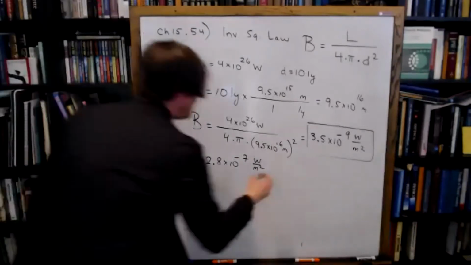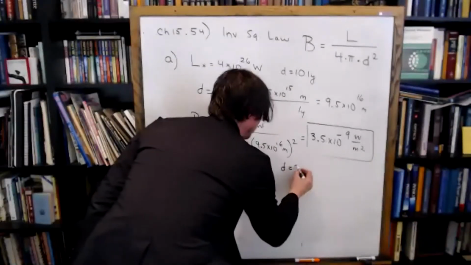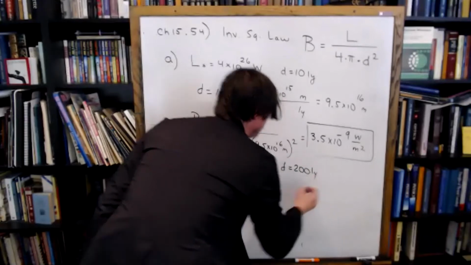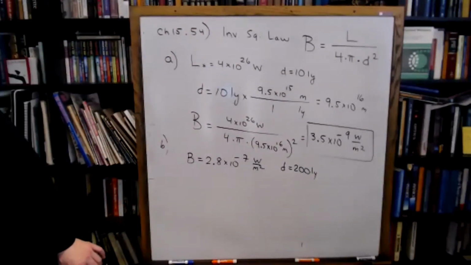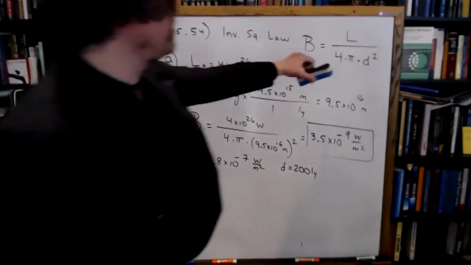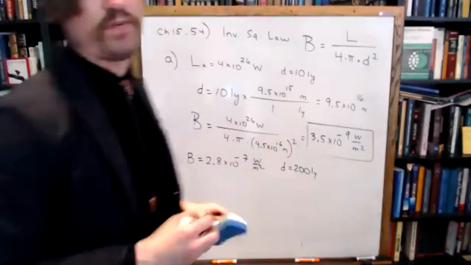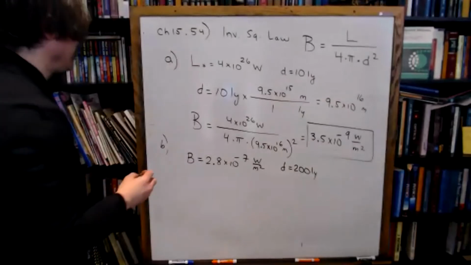But it's located at a distance of 200 light years, okay? And our job here is to find its luminosity. Do you guys have the chops to rearrange that formula for me there? How do I solve for luminosity?